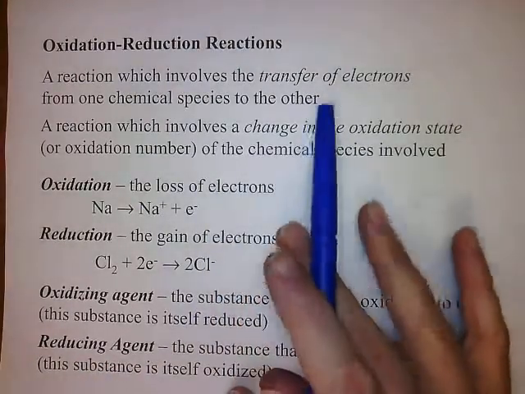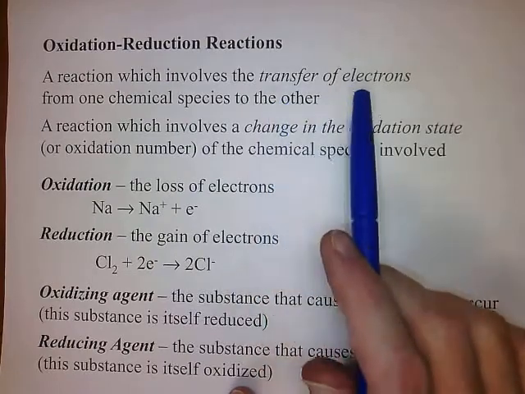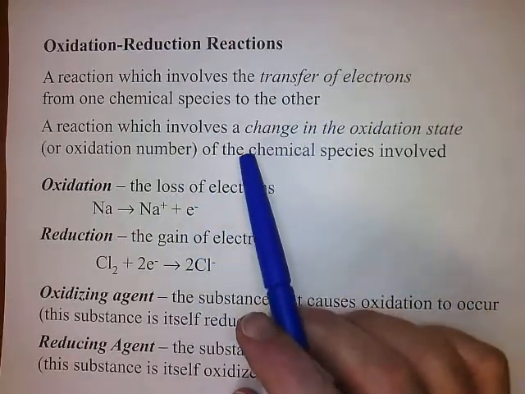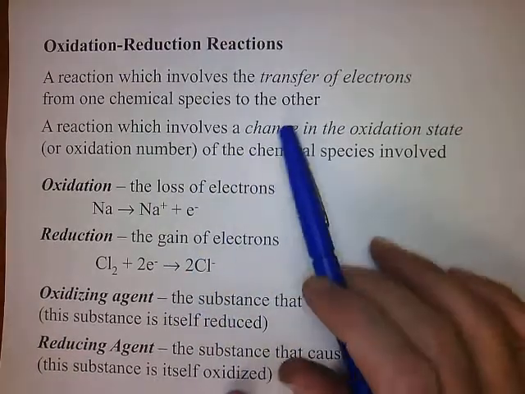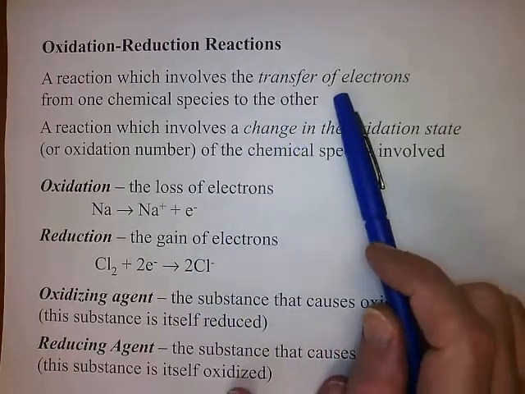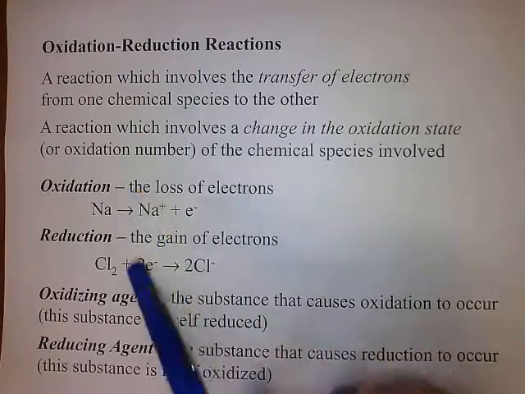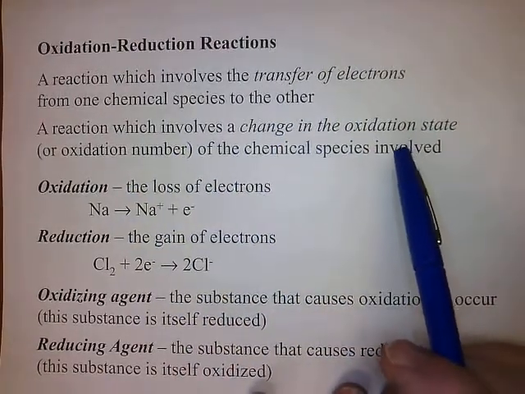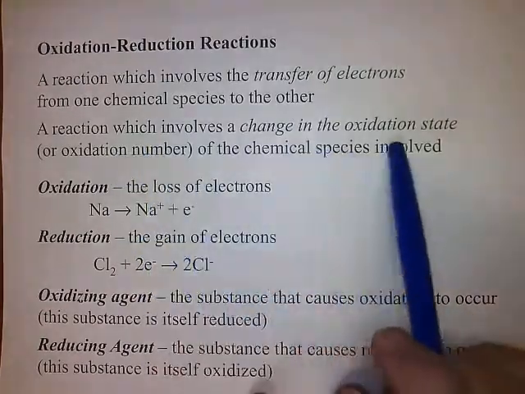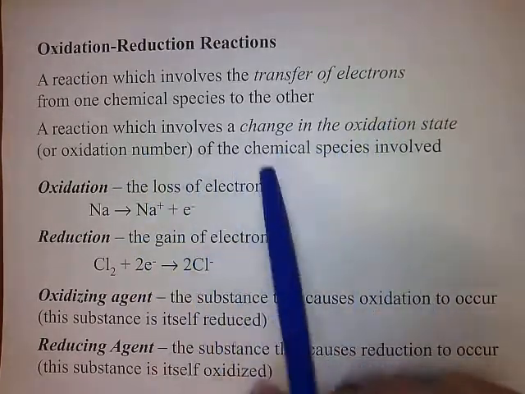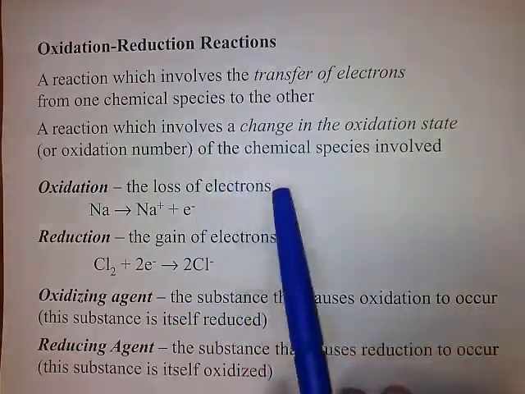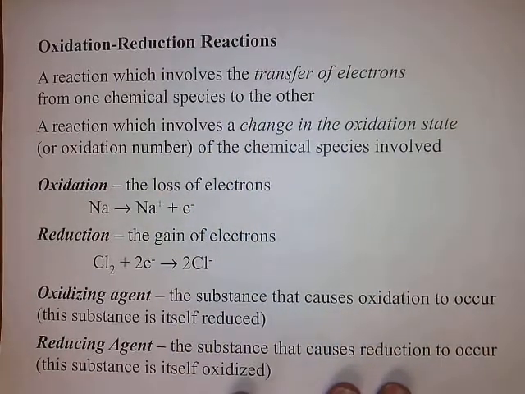It's a reaction that involves the transfer of electrons from one chemical species to another. Okay, that's the definition. It involves a transfer of electrons, or a reaction that involves a change in oxidation state or oxidation number. It's sometimes used interchangeably. Change in oxidation state or oxidation number of the chemical species involved.